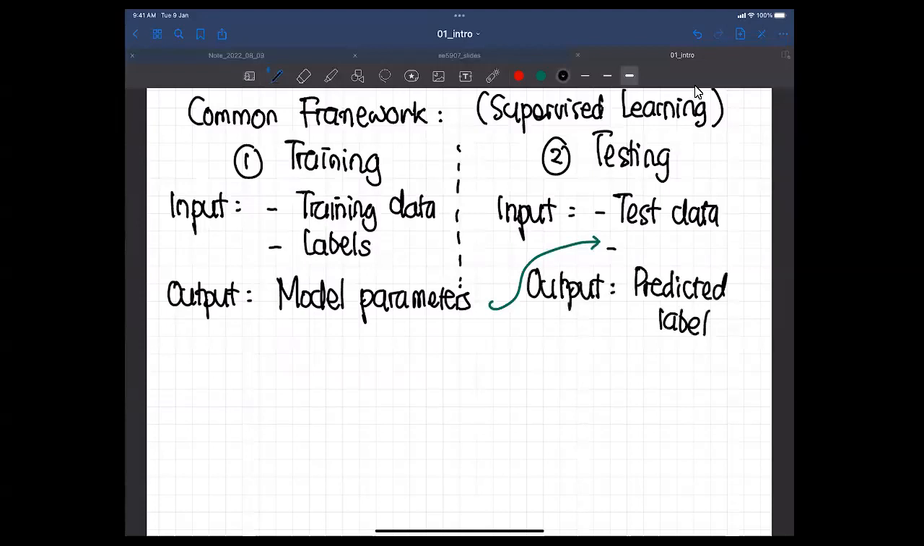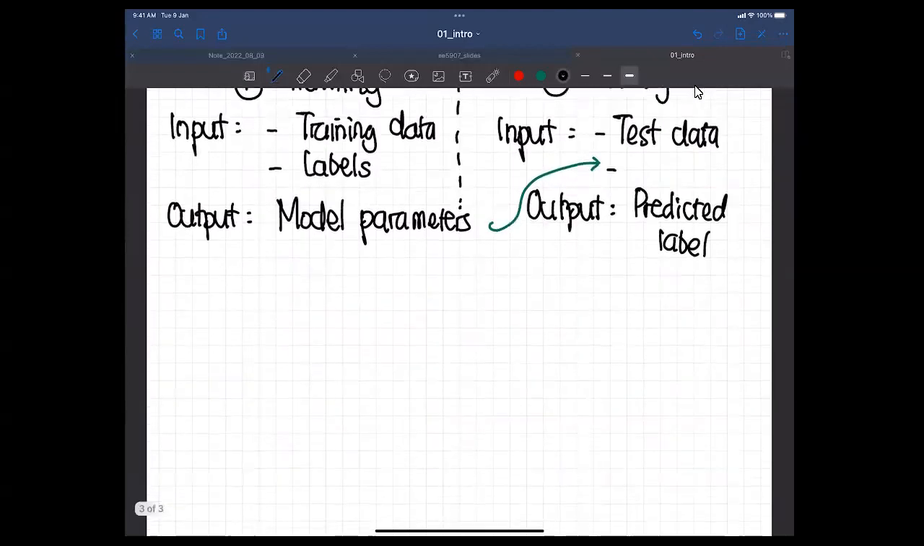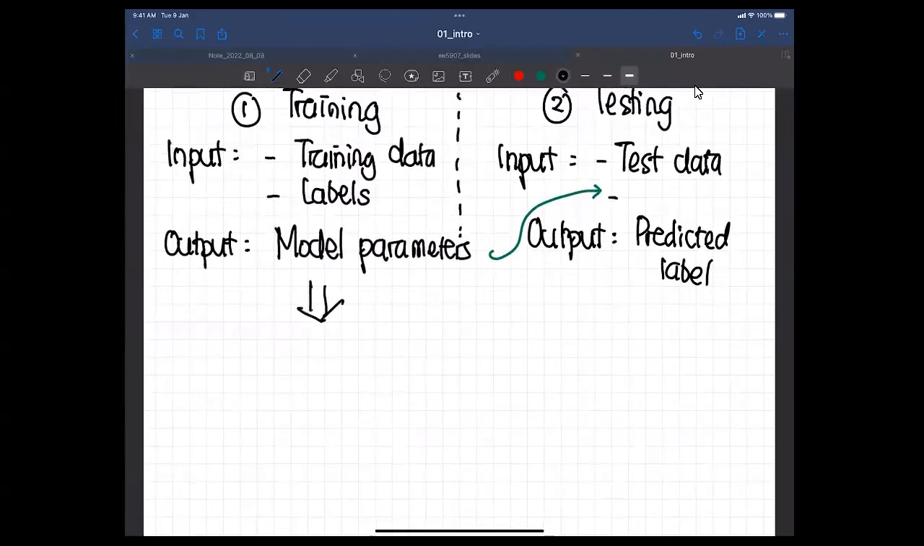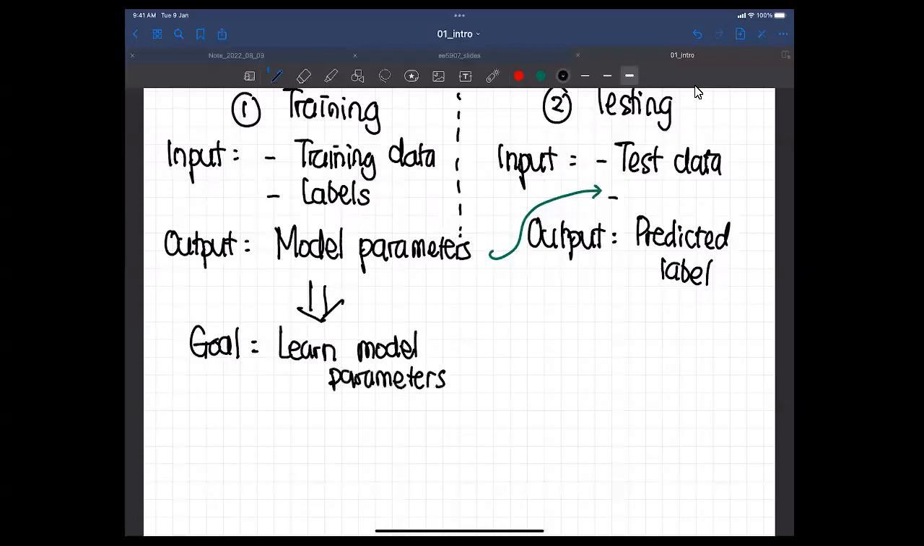Of the test data. Okay, so any questions here? So in other words, the goal of the training data, the goal here is to what? Yeah, to learn the model parameters. The goal of the training stage is to learn model parameters. And what is the goal here? Obviously, the goal here is to predict labels. Predict the labels of the test data.